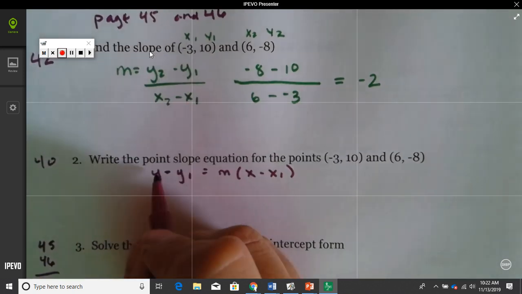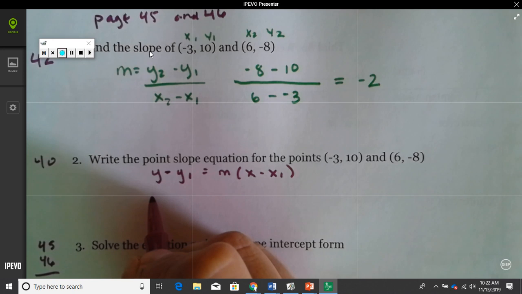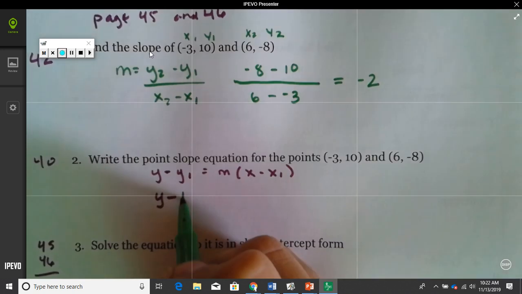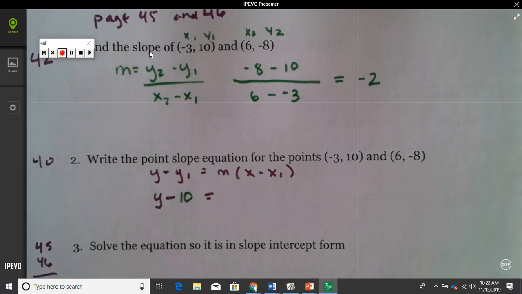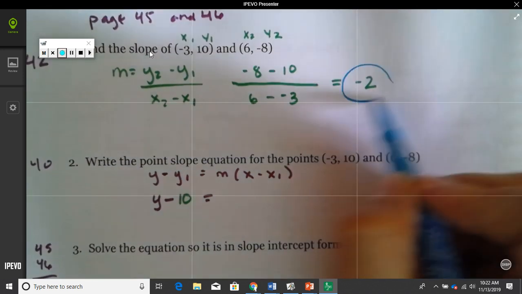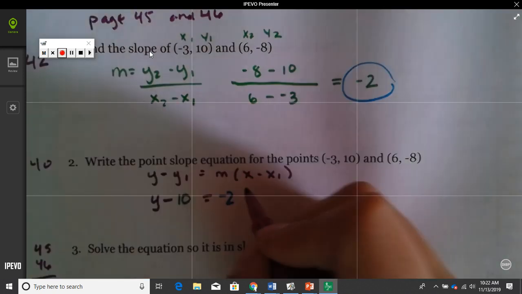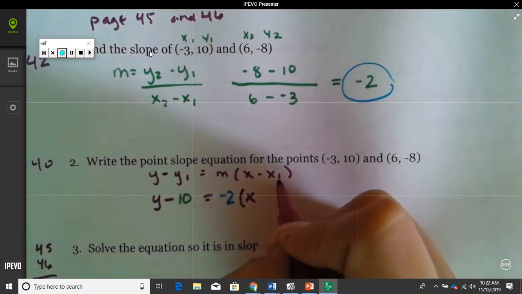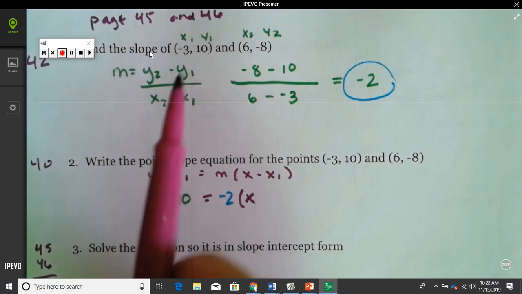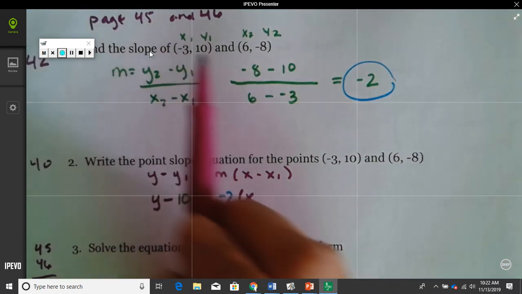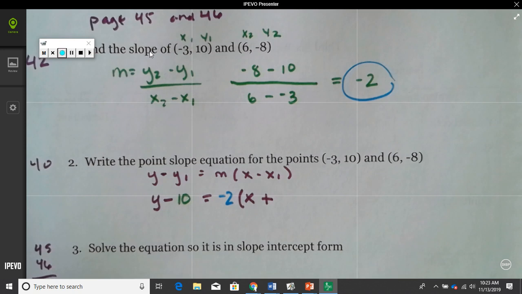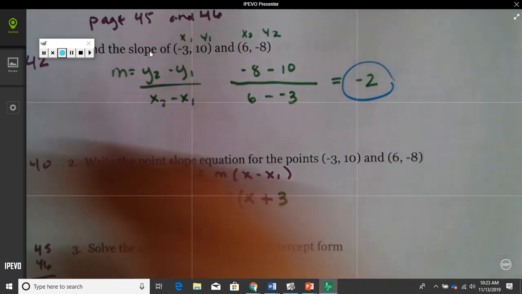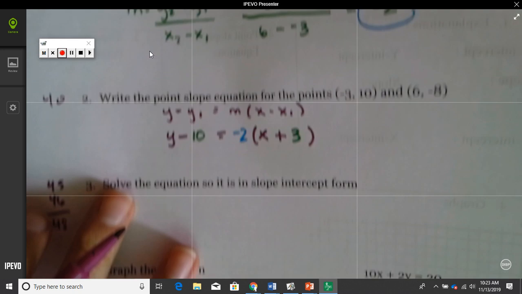Here, it's going to be y is what, Masterino? A number or y? Y. Minus y1. Ali, what's y1? 10. Good. Equals, now, for your m, you put the m that you got, which is what, Alejandro? Negative 2. And then you're going to put x, parentheses x, minus x1. What is x1, Denise? It's not 3, it's negative 3. So because it's negative, what do you put here, Lam Lam? Plus 3. Okay, that's your answer for number 2.